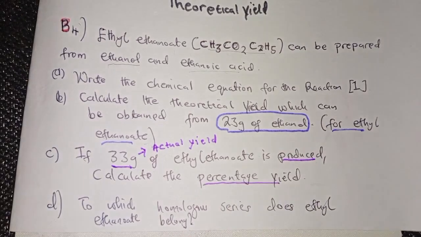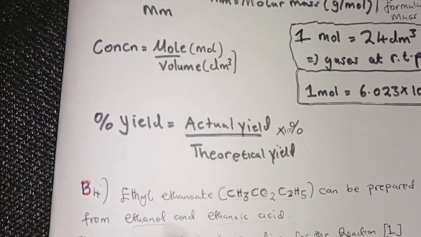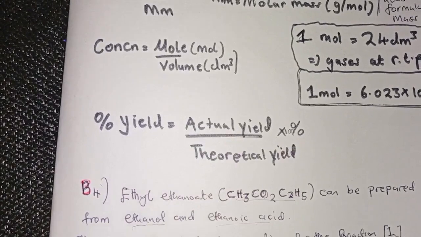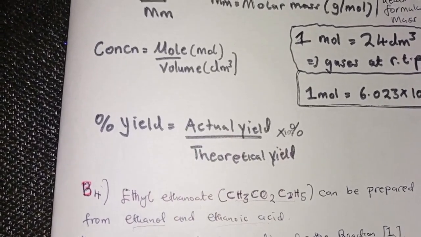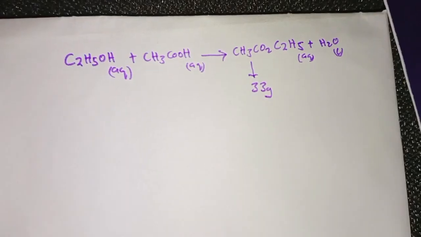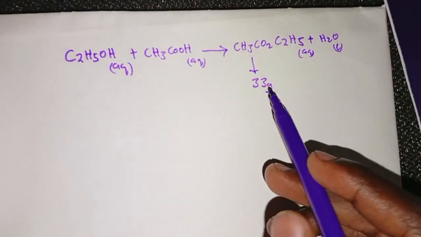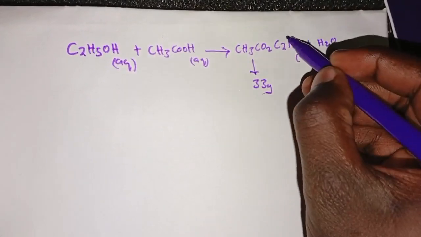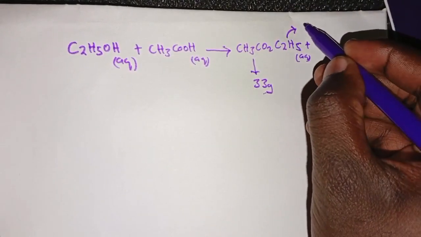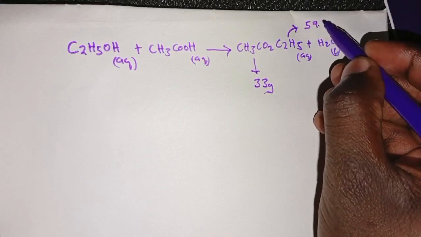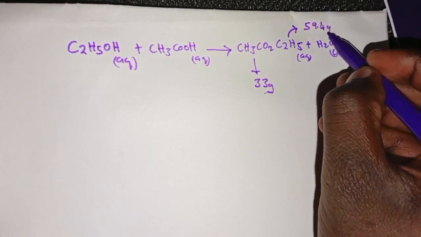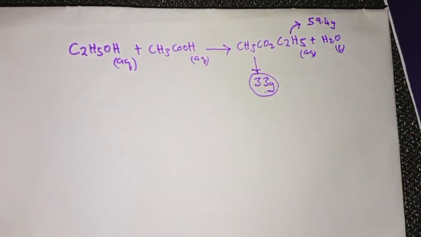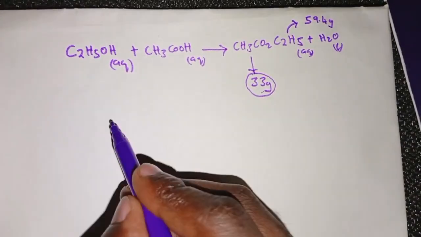Okay, percentage yield. So the formula is here. Percentage yield is equal to actual yield over theoretical yield times 100%. Let's see how we can do that one. Okay, so here now we're told that the 33 grams are produced. And from the theory, we calculated what? 59.4 grams. But in practical, you get this. So the question wants you now to find the percentage yield.